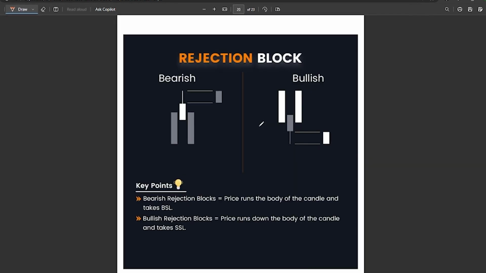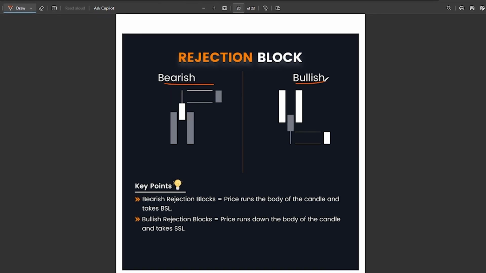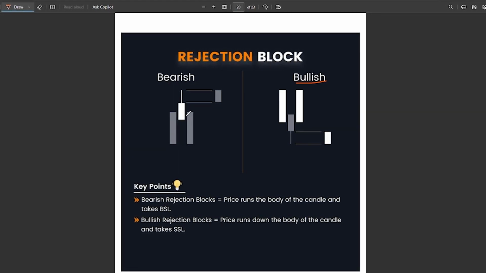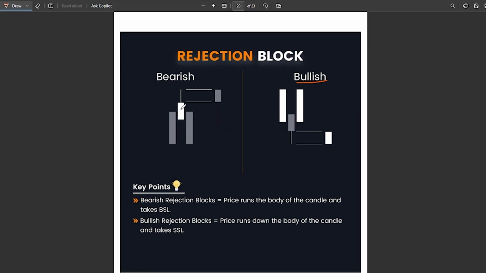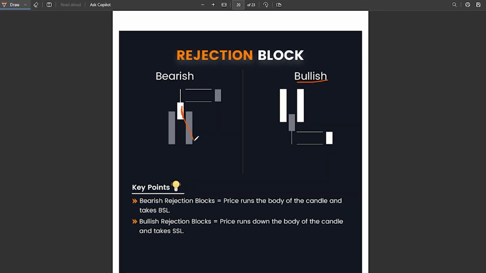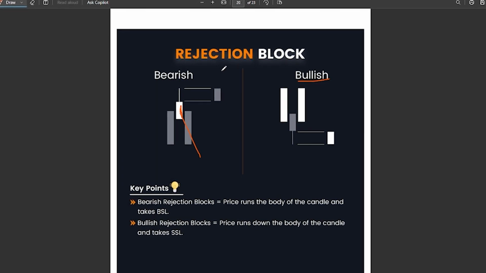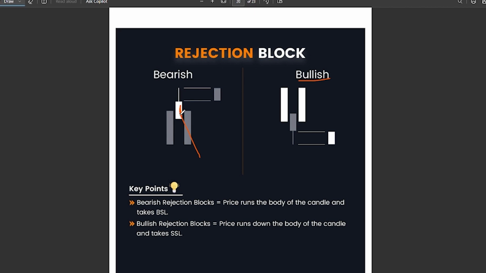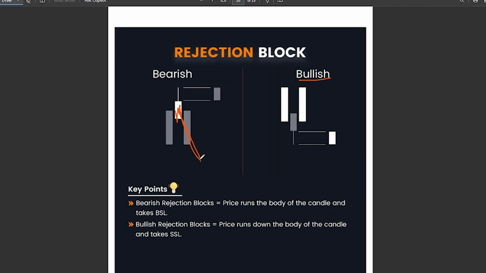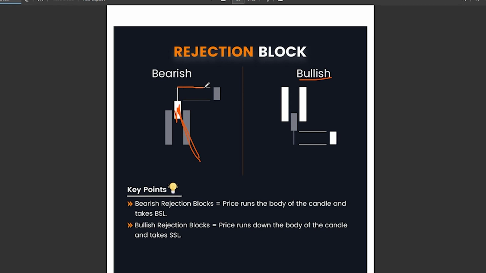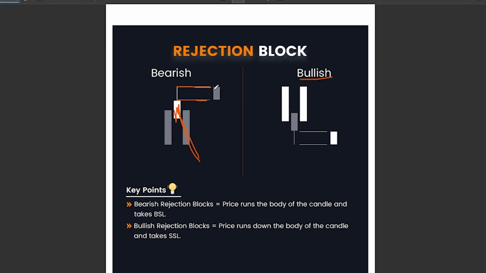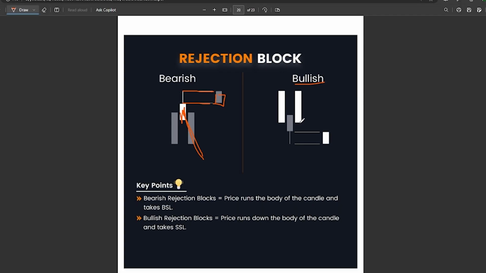So let's move to our eighth topic, that is the rejection block. Now rejection blocks are of two types, bearish rejection blocks and bullish rejection blocks. Bearish rejection blocks are basically the wicks of the top candle that created the down move. Basically, the wicks of the order blocks are called rejection blocks. So here you can see we have an up candle that caused the down move, and if you extend the wicks of this candle, it would be a bearish rejection block. Similarly with the bullish rejection block, if you take the down candle that caused the up move and extend its wicks, you will create the bullish rejection block.